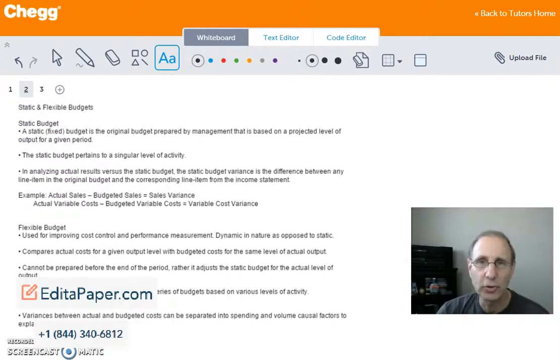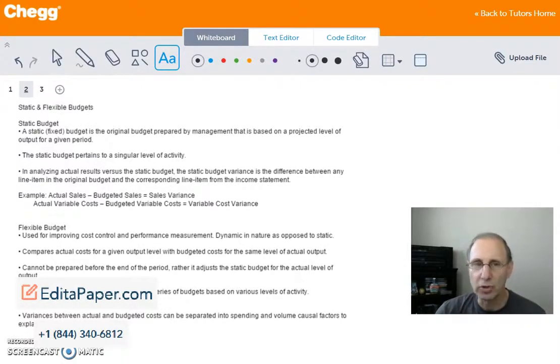In today's tutorial, we're going to talk about static and flexible budgets. First, let's look at static budgets. A static budget or fixed budget is the original budget created by management based on a projected level of activity or output for a given period. The static budget pertains to one singular level of activity.